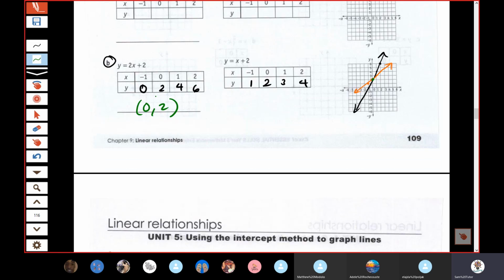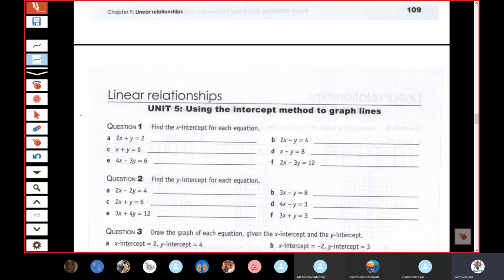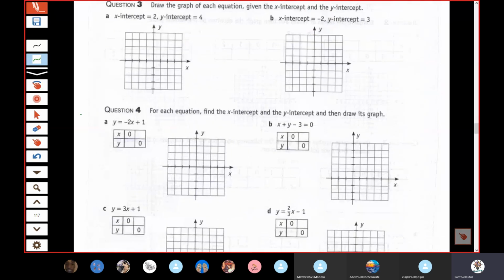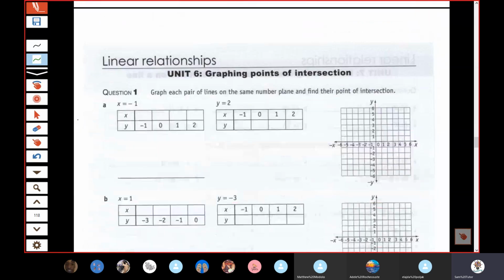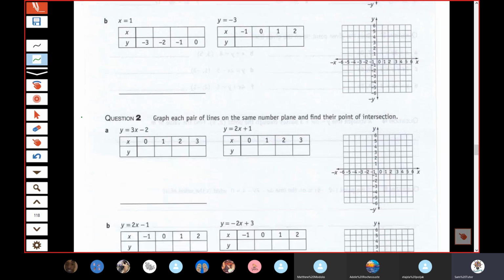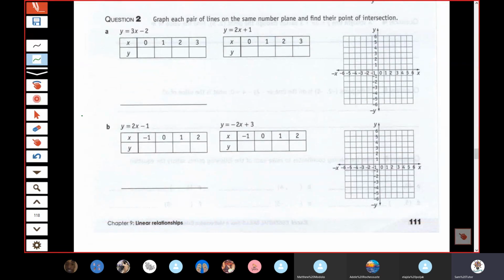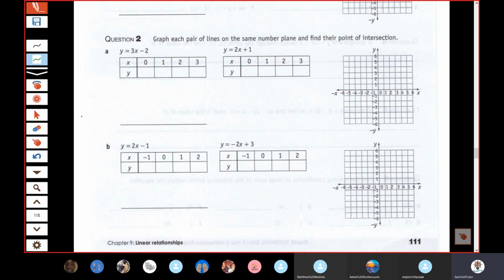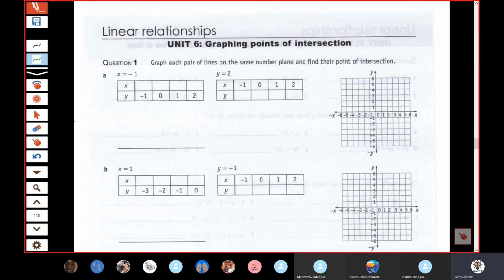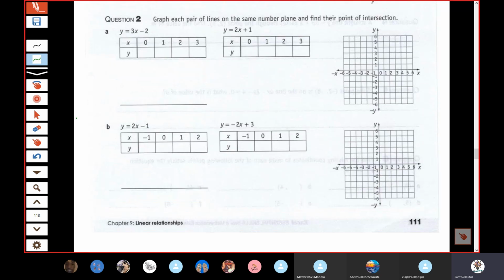Like I said, I might stop it there. Let me just have a quick look. Yep, I'm gonna leave it there at this point in time. So go do these 2 questions, please. Same as you guys. Go to your unit 6. You guys are going to do question 2.